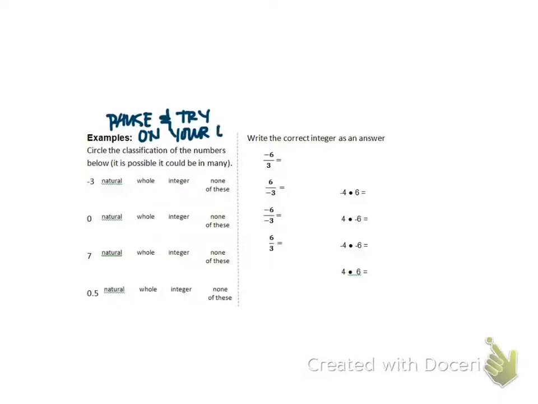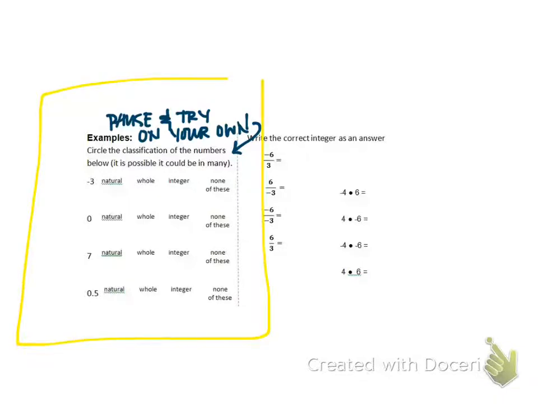At this point in time, why don't we pause the video and you can try this section on your own. The idea here is to classify the type of number. So you're going to be classifying the -3, the 0, the 7, and the 0.5 or 5/10 into either a natural number, a whole number, an integer, or none of these. It is possible that it could be more than one, so please circle all that apply. We'll go over the answers in class so that you can review your items.